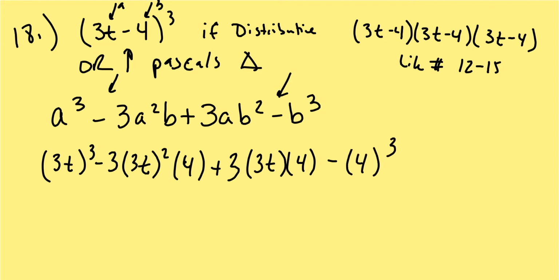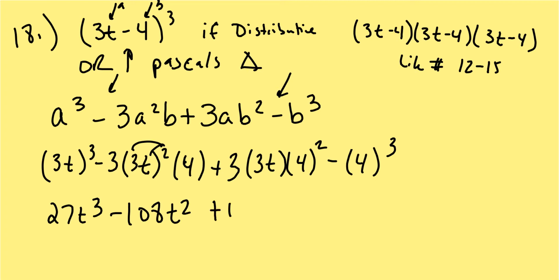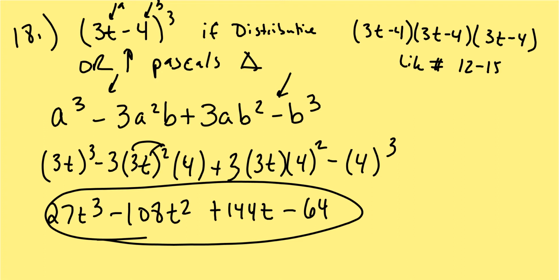So I end up with, I have to cube both of them. I get 27t cubed. I have to square 3 first to get 9 times negative 3 is negative 27 times 4 is minus 108t squared. 3 times 3 is 9. 4 squared is 16 times 3 is 48 times 3 becomes 144t. Then it's minus 4 cubed is 64. So that's your answer. Like I said, you could write it out 3 times if you want.